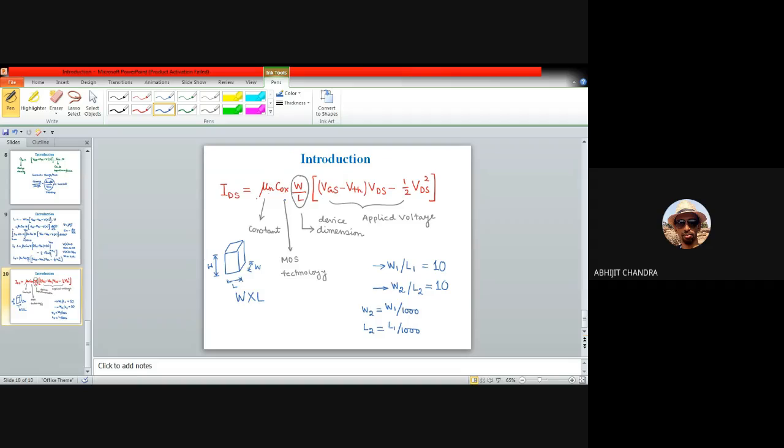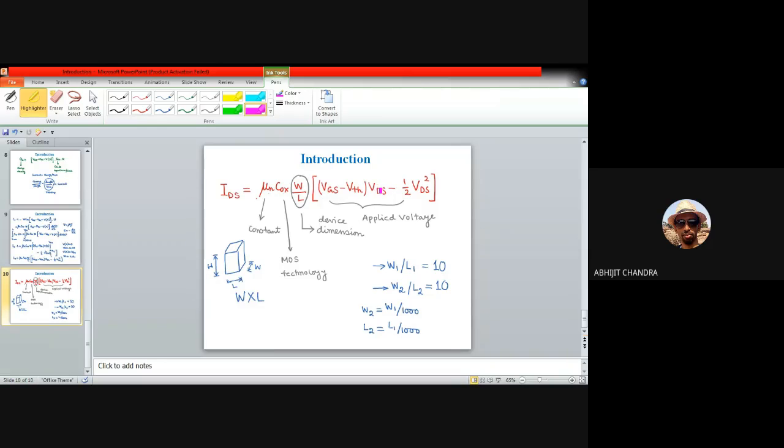And that is the beauty of the equation, mu Cox, W by L, VGS minus VTH into VDS minus half VDS square. Although this equation is not valid for all values of VDS, initially to start with, I can consider that this expression gives you some notion regarding the variation of the drain current with the other parameters. However, you'll find that you have already mentioned that after the pinch off, the current remains constant. So how will this equation be valid? Because apparently this current has a serious dependence on VDS.